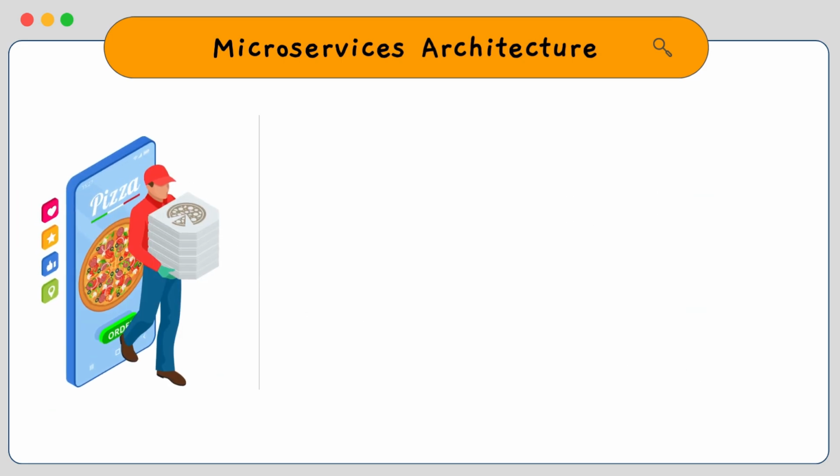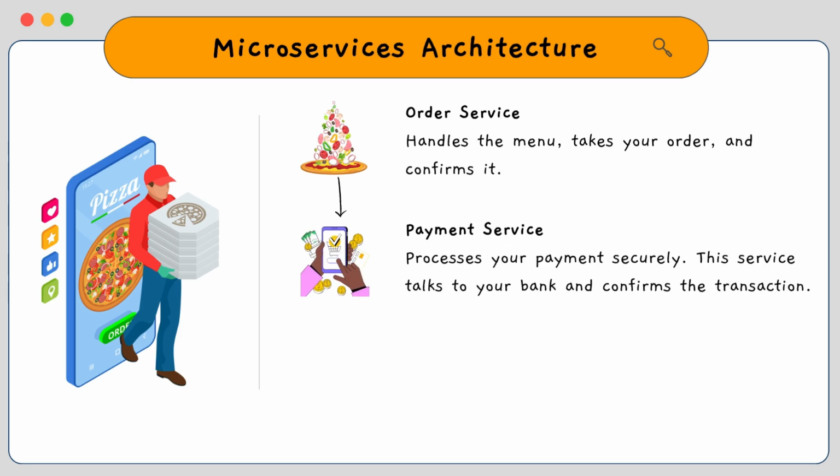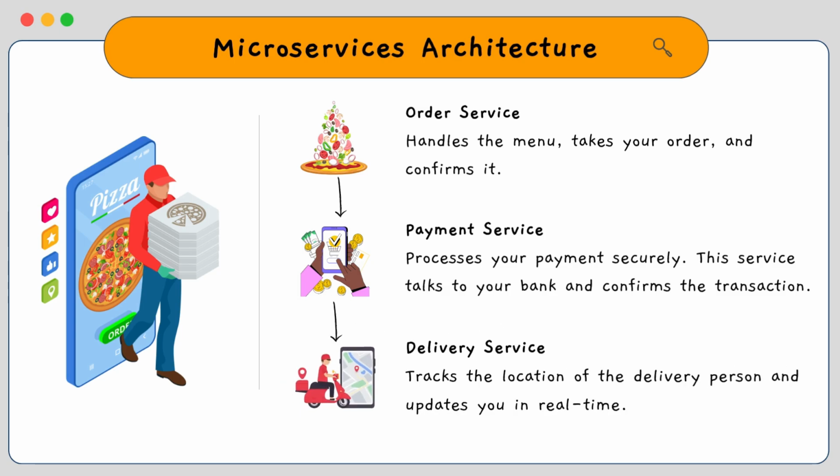Let's use the pizza delivery app to make it clearer. Imagine the app has 3 services. The order service handles the menu, takes your order, and confirms it. The payment service processes your payment securely, talking to your bank and confirming the transaction. And the delivery service tracks the location of the delivery person and updates you in real time.